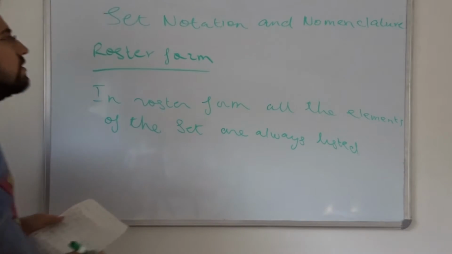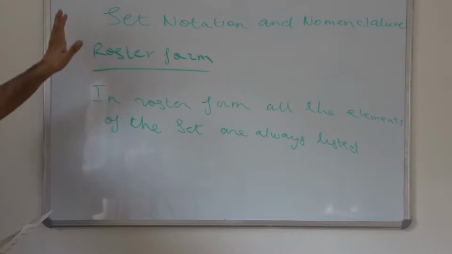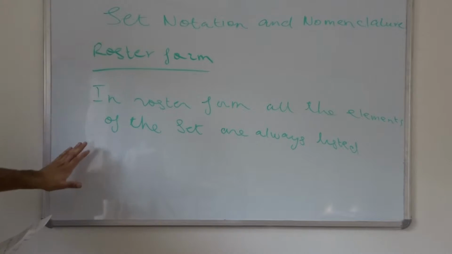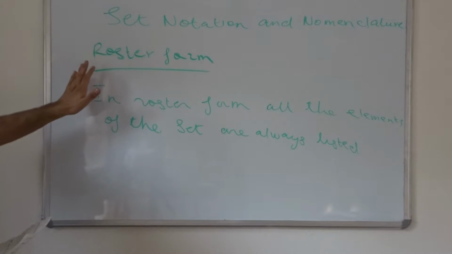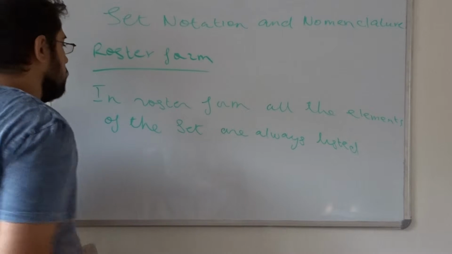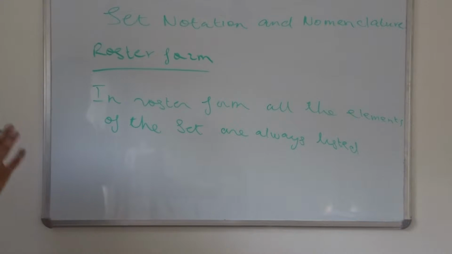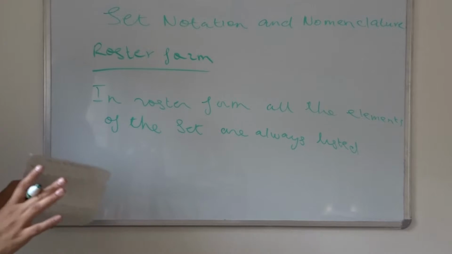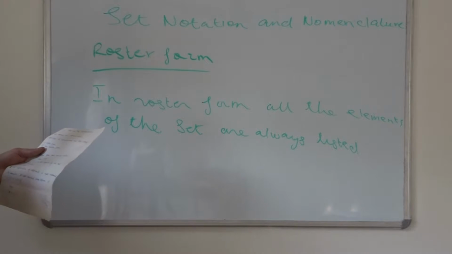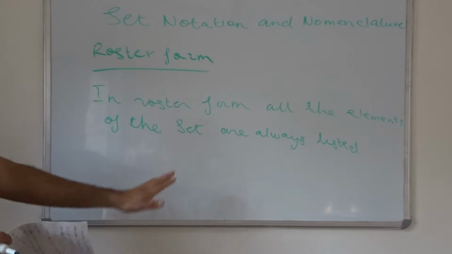I hope you understand this. This is basically set notation, guys. Roster form is set notation. The way you address that notation is nomenclature. What you need to understand is that in roster form, all the elements of the set are always listed.